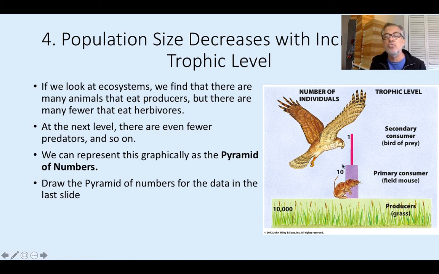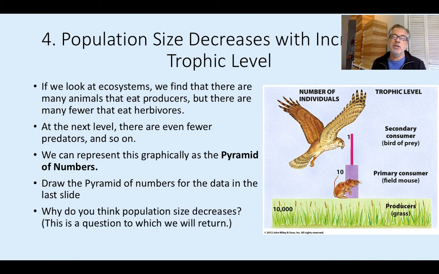So the numbers really decrease rapidly as you go up the food chain. A good question to ask at this point is, why do you think population size decreases? And this is a question to which we will return shortly. But before we do that, we're going to go on and look at something else.